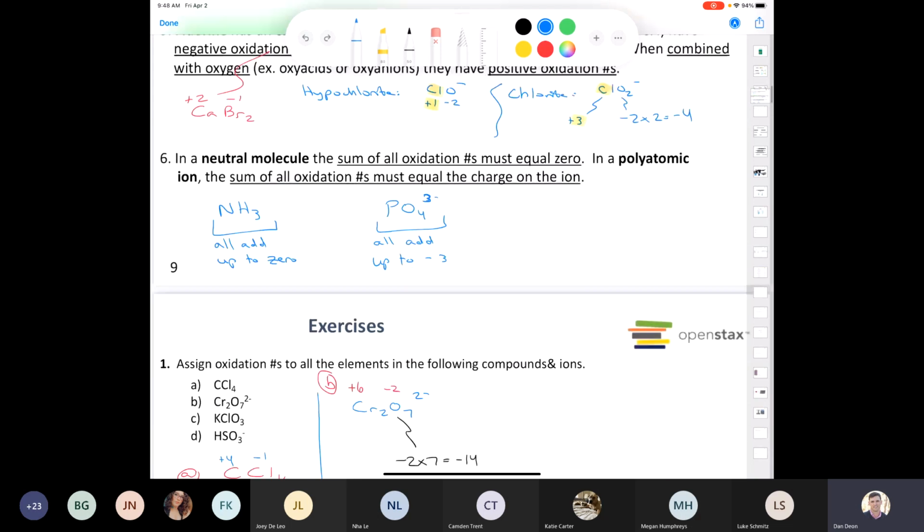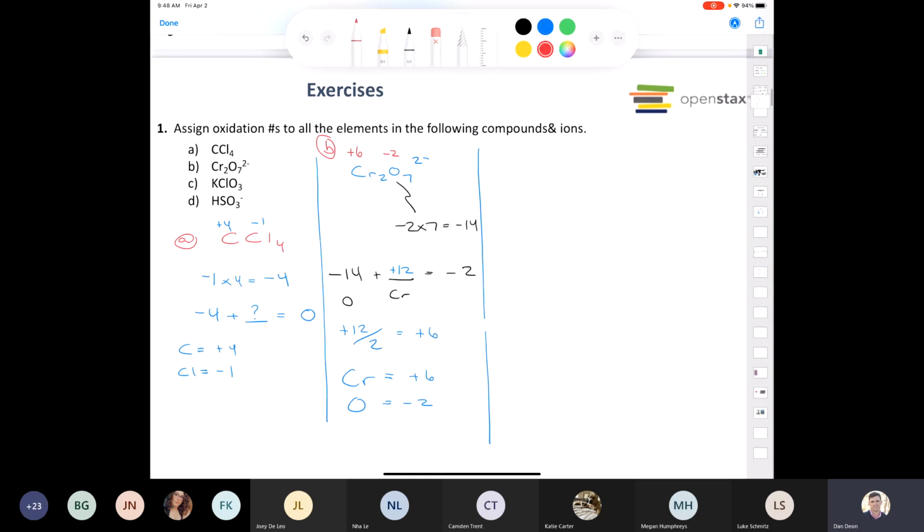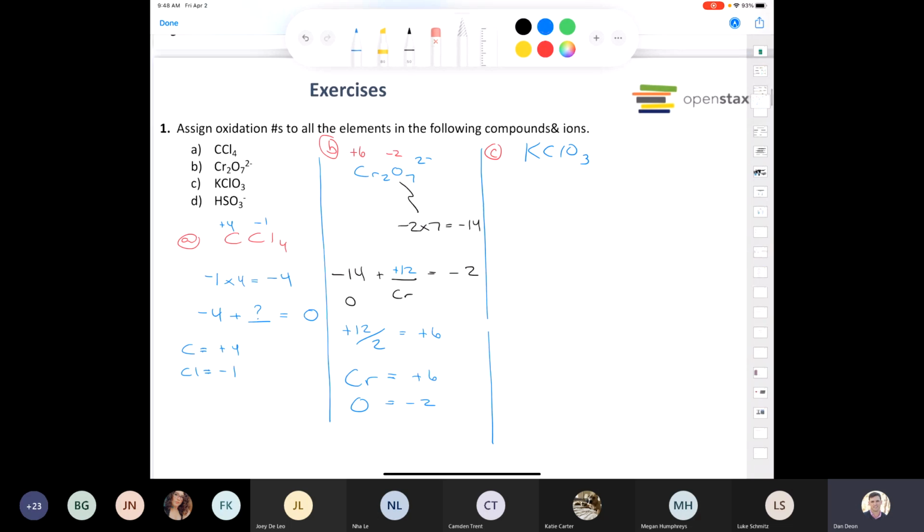We looked at these first two problems on Wednesday. Let's take a look at C kind of quickly. So if I have C, that's potassium chlorate, KClO3. Well, since potassium is in group 1A, we know that its oxidation number is going to be +1, don't we? This is going to be +1. And that means that we know that the ClO3 ion, the chlorate ion, is going to have a charge of -1 overall.